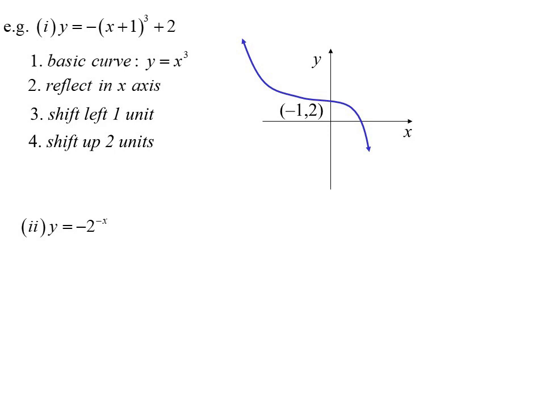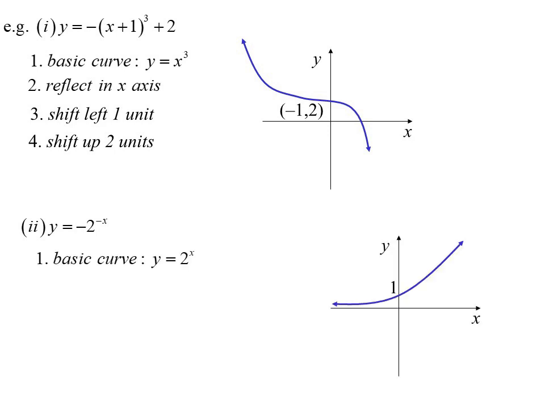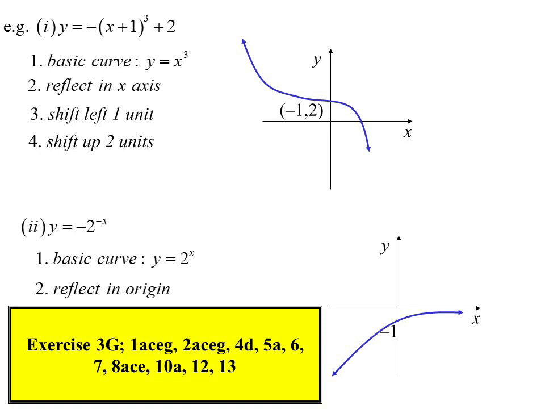And there's our new graph. y equals negative 2 to the power of negative x. So both of them have been made negative. There's a negative group with the x and there's a negative group with the y. So this one is our basic exponential 2 to the power of x, but we've reflected in the origin or rotated it 180 degrees. So that would be our new one. Okay, so 3G, playing around with translations and reflections.